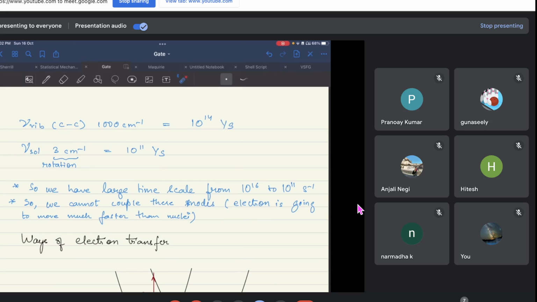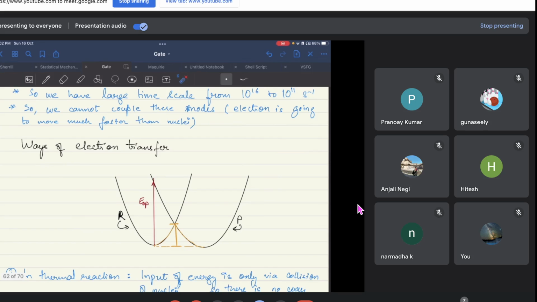Okay, so the rotational frequency will be around 10 to the power 11 per second. So we have a large time scale, varying from the electronic transition frequency of 10 to the power 16 to 10 to the power 11, which is the rotational frequency for my solvent molecule, per second. So we cannot actually couple these modes. The electron is going to move much faster than the nuclei, hence I cannot couple it with other modes. Because there is a very large difference, coupling is not taking place here.